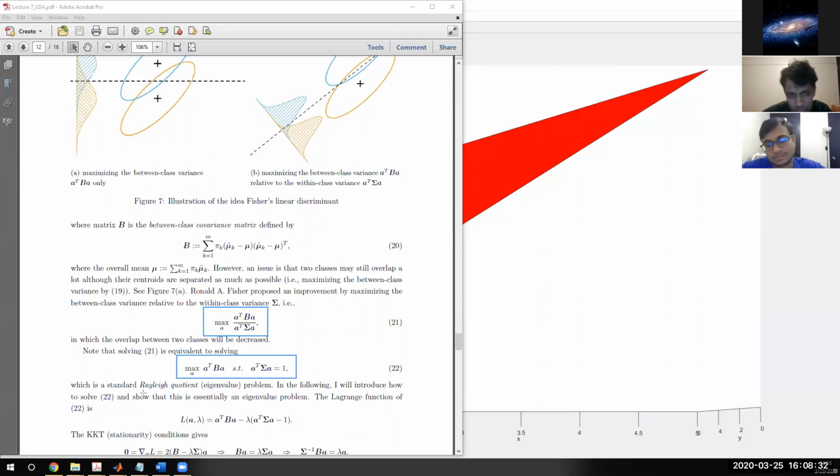And this is nothing but the Rayleigh quotient problem. Habuba, remember it? Yes. In June and May, you have something research on this. Yes.